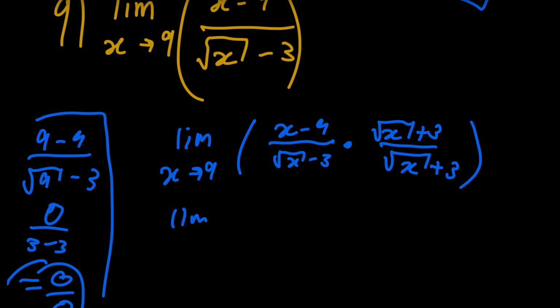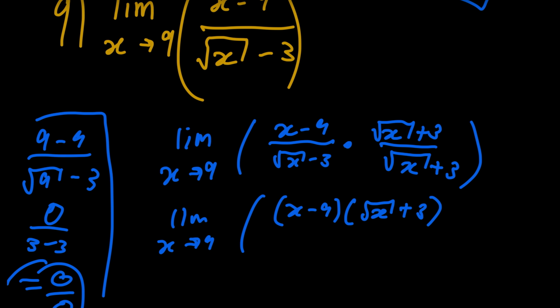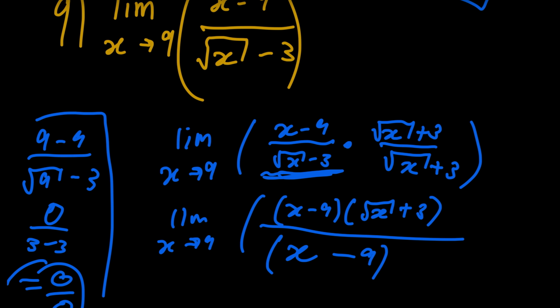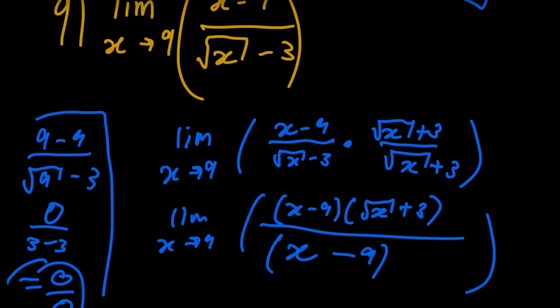So we get the limit as x approaches 9 of (x minus 9) times (root x plus 3) divided by (x minus 9). What we've just done here is multiply this root x minus 3 by its conjugate. Its conjugate is basically where we flip this sign here. So instead of having a minus, we put a plus. And that changes everything. Now instead of getting a root in my denominator, I get a normal whole number, and that's x minus 9.